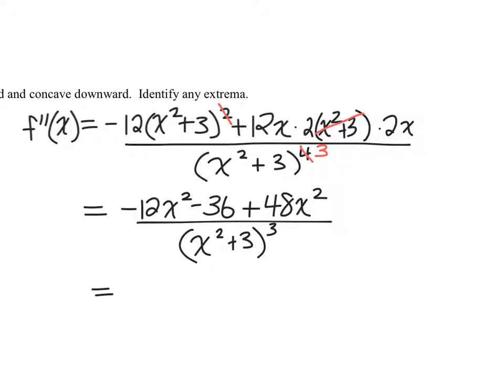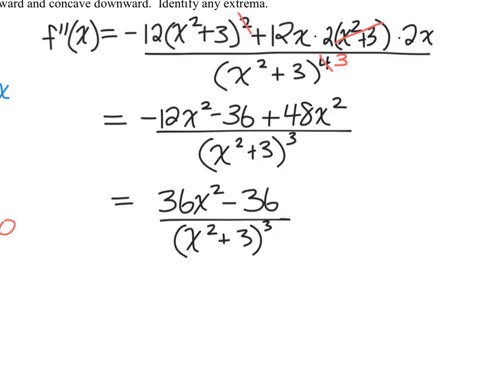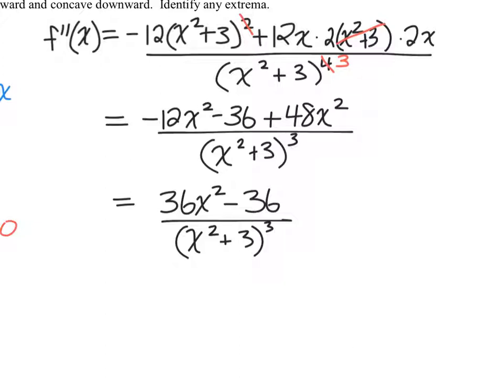Simplify the top even more. 36x squared minus 36 over x squared plus 3 cubed. You leave it like that if you want. That would be our second derivative. You can factor it more if you want, but you don't unless you have a reason to. All right? So we'll see if we have a reason to later on. But we do have to set it equal to 0.